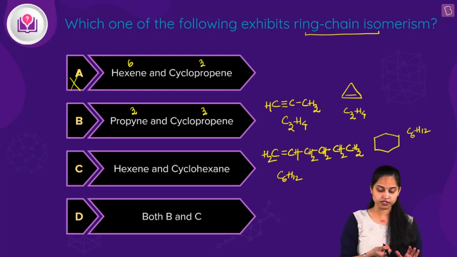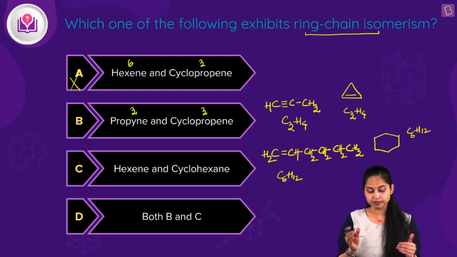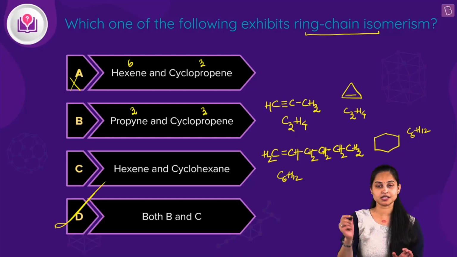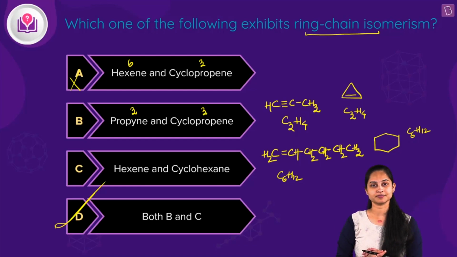Hence I'll mark straight away option number D, saying that both B and C are going to exhibit ring chain isomerism. Option number D is the right answer for this question.